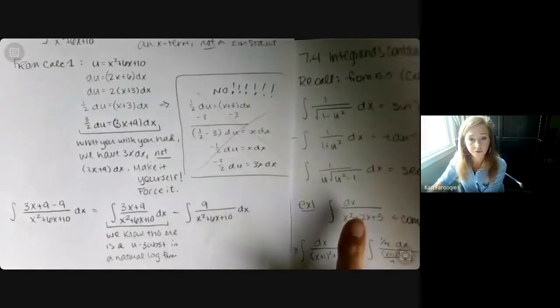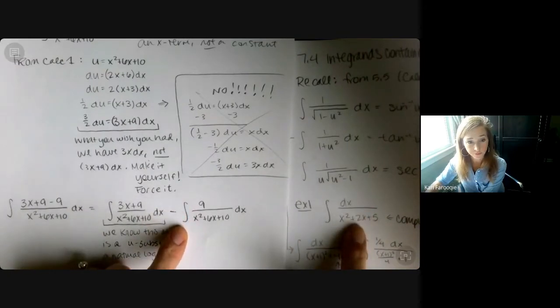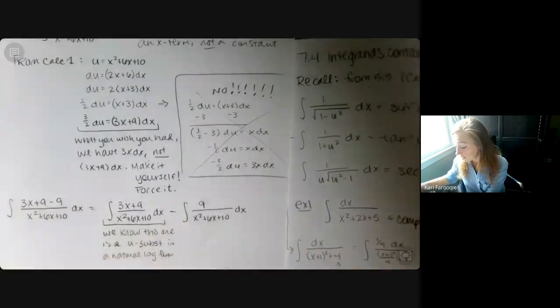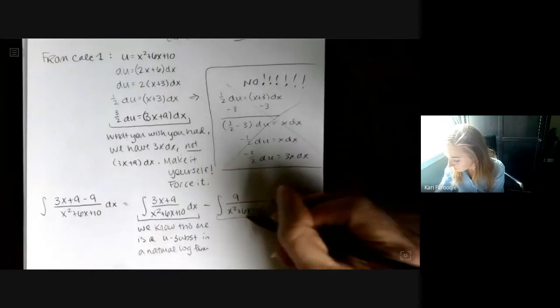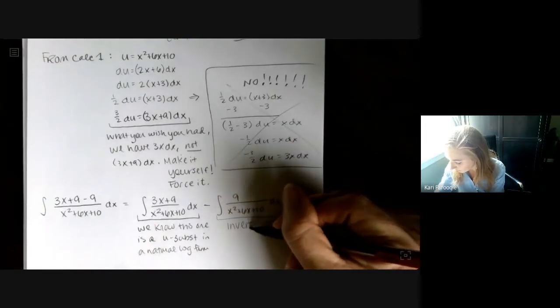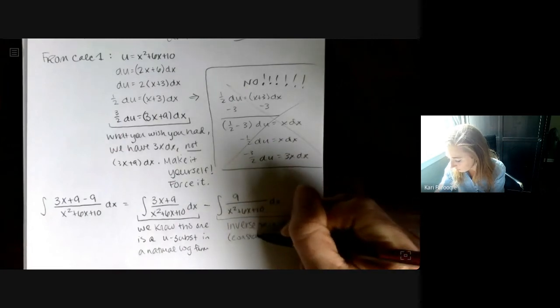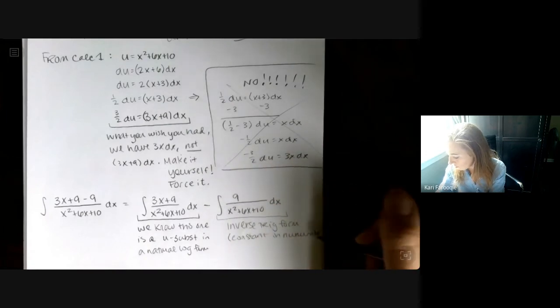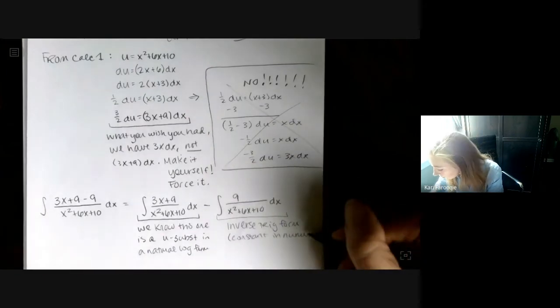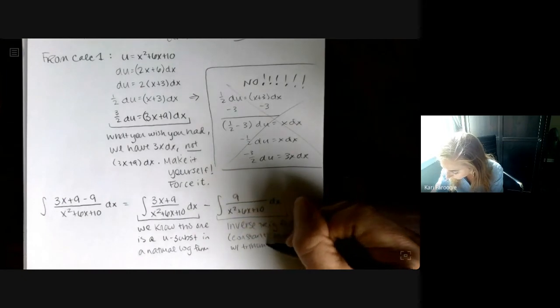Where was it? Here it is. You have a constant in the numerator and your denominator is a trinomial. That's an inverse trig form. So your inverse trig form is going to be this one. It's because we have a constant in the numerator with a trinomial denominator.